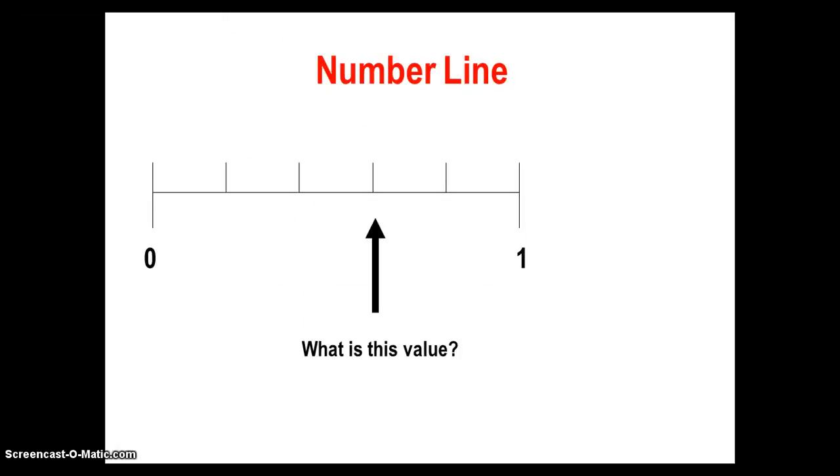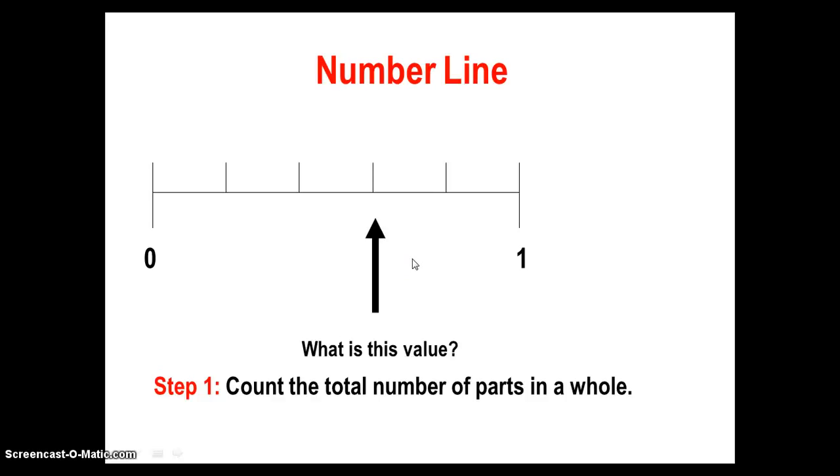Now we shall move on to number lines. In the mixed number topic, you have learned how to put in the mixed numbers on the number line. For today, we will learn how to put in the improper fractions on the number line. Now look at this number line. The starting value for the number line is 0 and the ending value is 1. So what is this value?